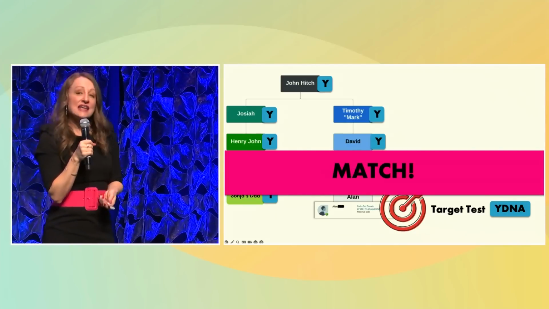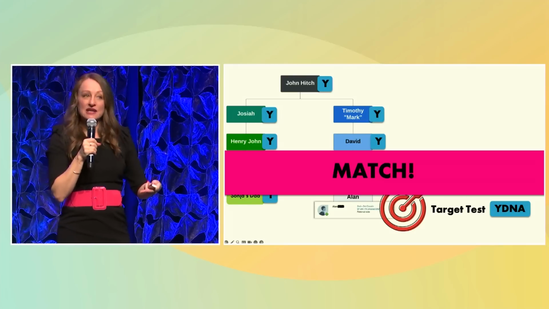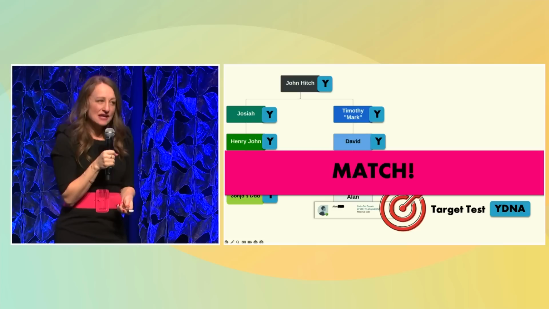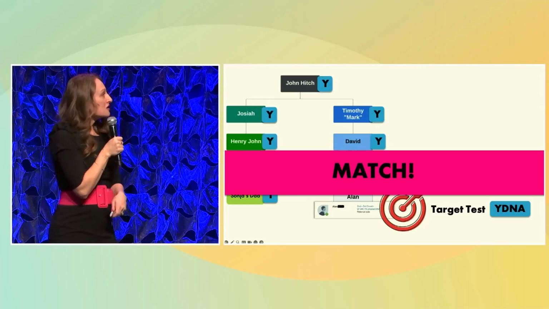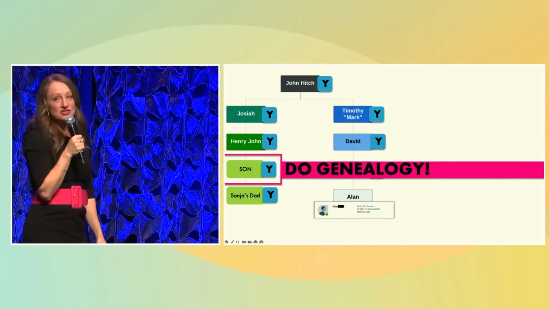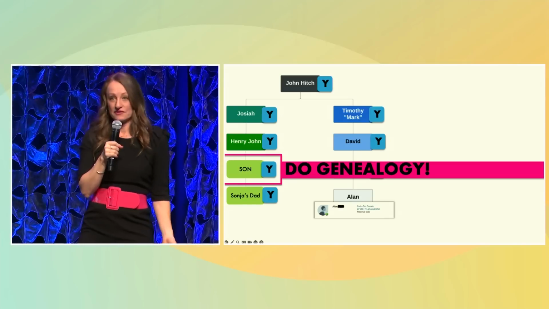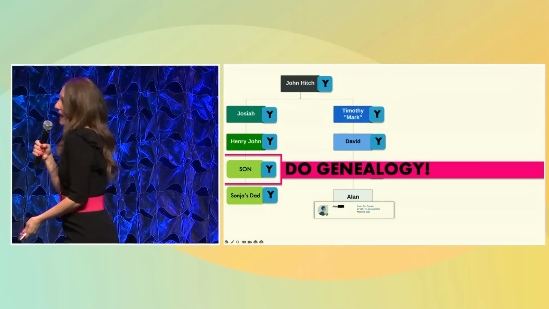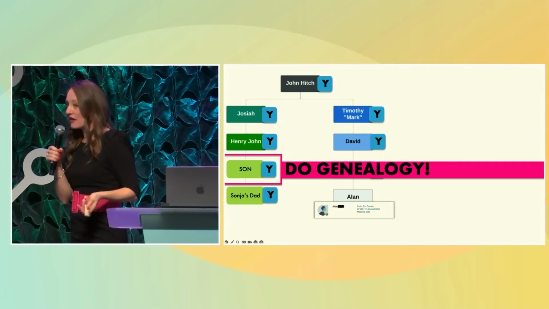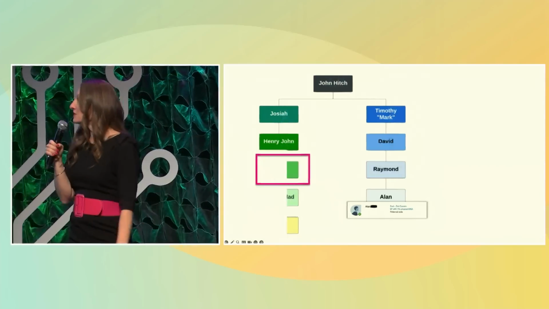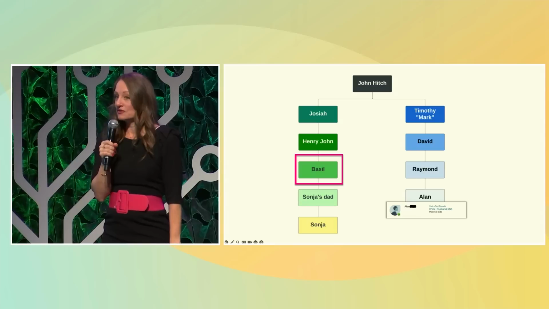So Y-DNA can tell her that her dad is a part of this family, but Y-DNA is not great at telling you at what generation you're a part of this family. So she needed to do genealogy to see how many sons this man Henry John had, because however many sons he had, theoretically, they are the candidates for her father's father. So by doing genealogy, she sees that this man had one son named Basil.